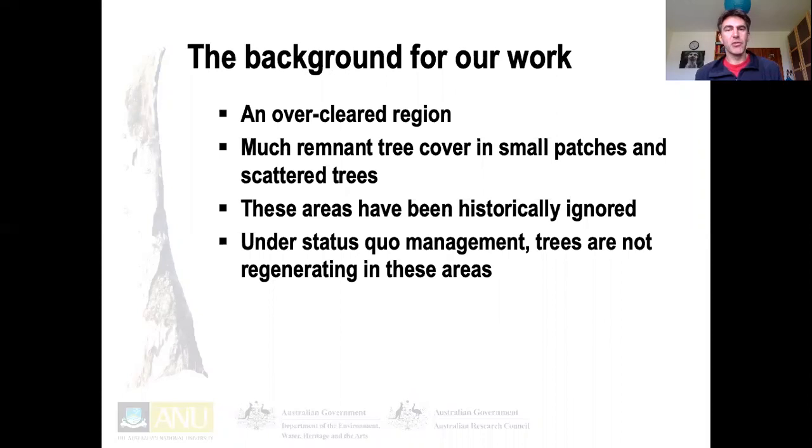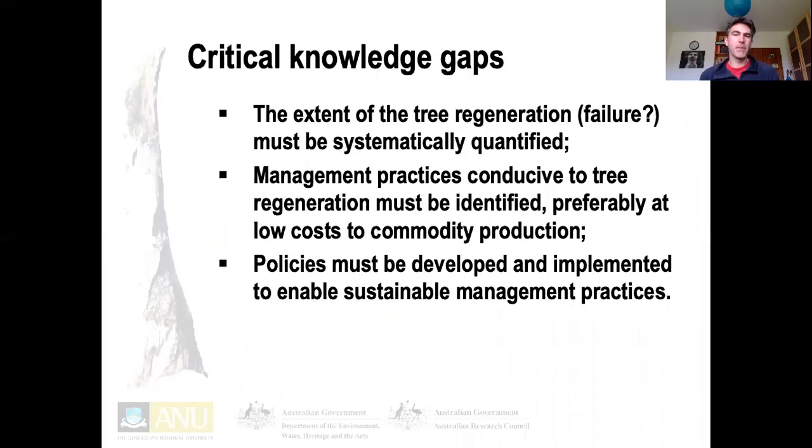So that was the background for our work in Australia, an overcleared region with 85% of native tree cover gone. Much remnant tree cover is in small patches and scattered trees. Historically, those have been ignored in a conservation context because island biogeography tells us that large patches are important and small patches as a result have often been overlooked. And under status quo management, it appears that these trees are not regenerating. We were interested in our work then how severe the problem of tree regeneration failure actually was.